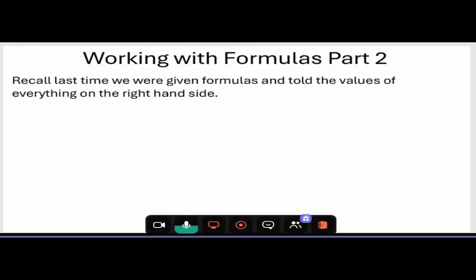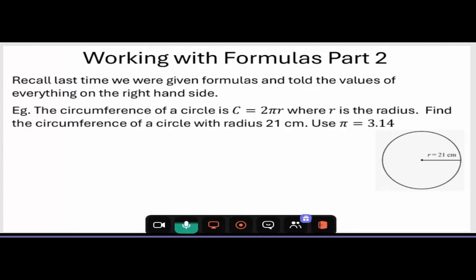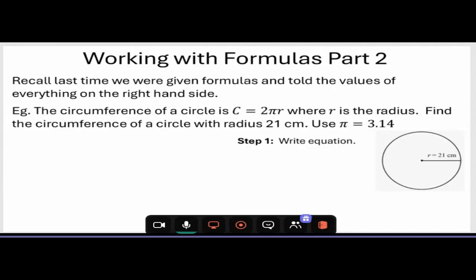There we go. All right, so on Monday we did part 1 of working with formulas. Today we're going to do parts 2 and 3. So here in part 2, we're going to remind ourselves that what we did last time was we were always given all the information on the right-hand side of the equation. So here's an example from what we did last time, reminding us of the steps we followed.